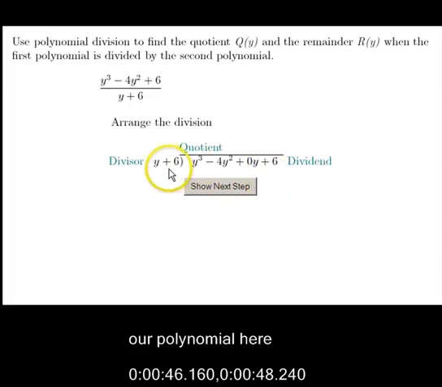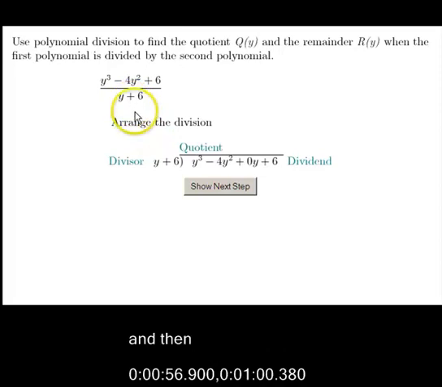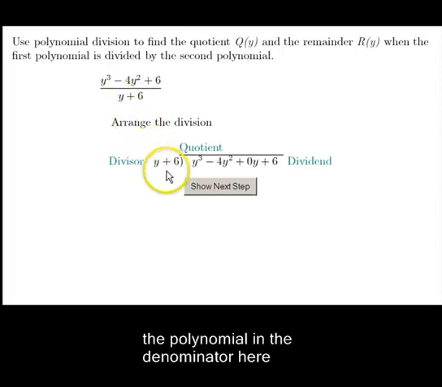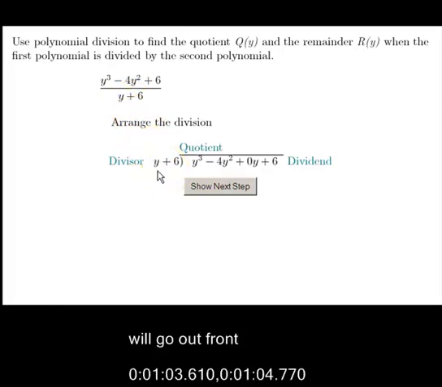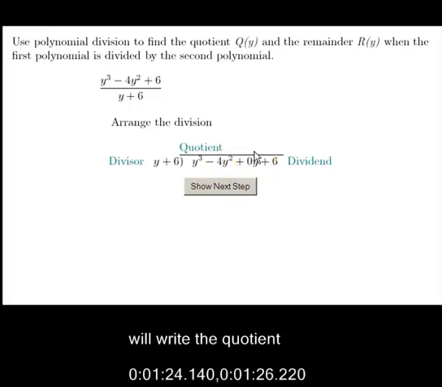And then the polynomial in the denominator here will go out front. This one is called the divisor. This one is the dividend. And here, as we proceed through the long division, we will write the quotient.